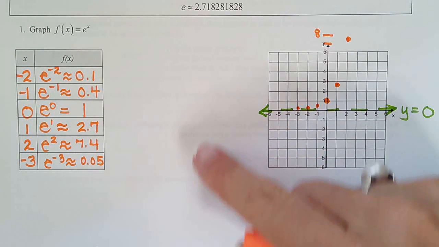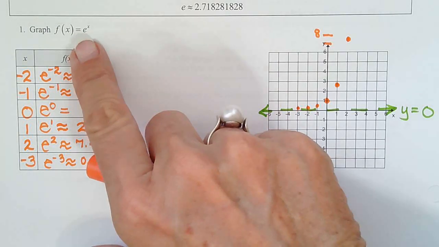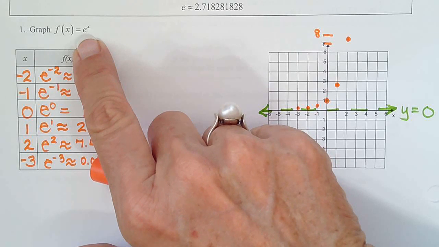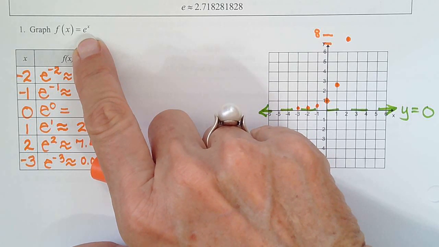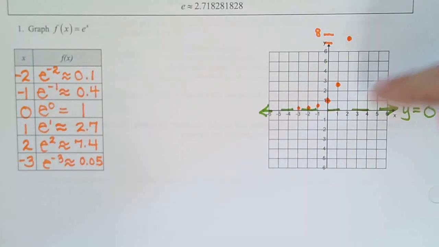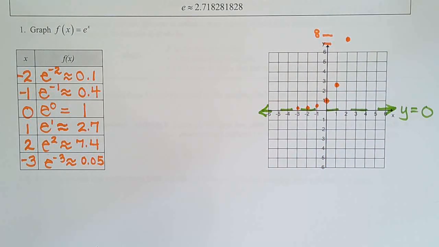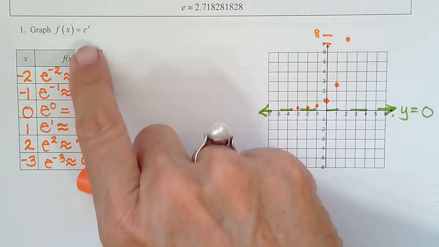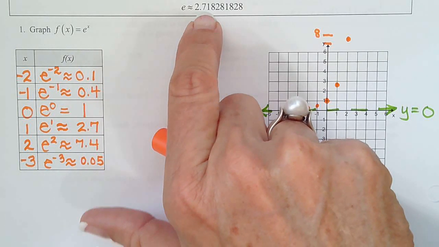So do you see your exponential graph? And remember, when the base is greater than 1, that means it's a rising function, an increasing function, because it rises from left to right. So we call this an increasing function, and that's because its base e is greater than 1.